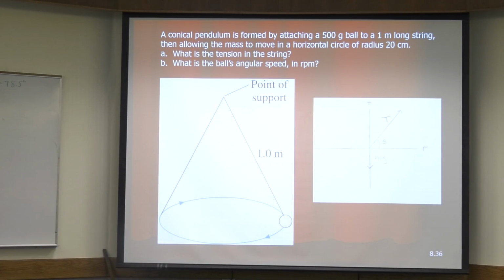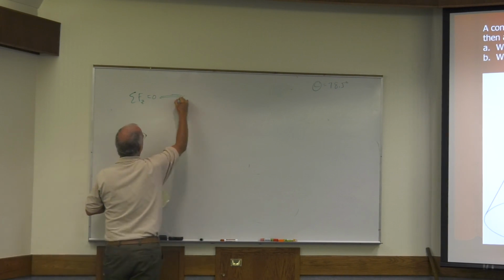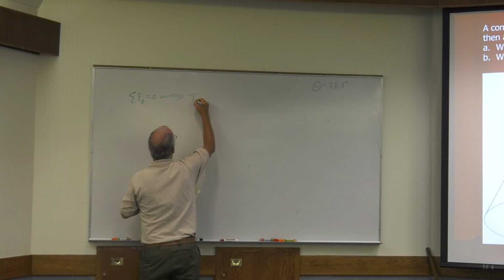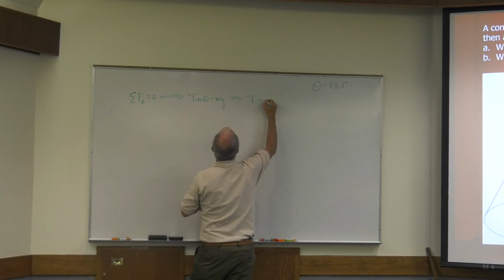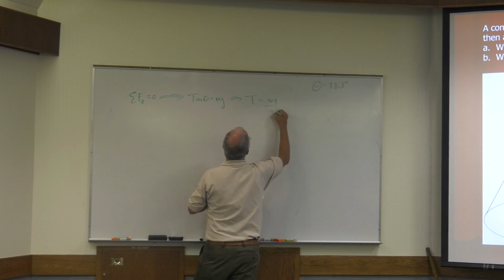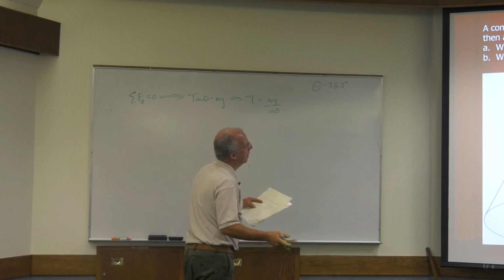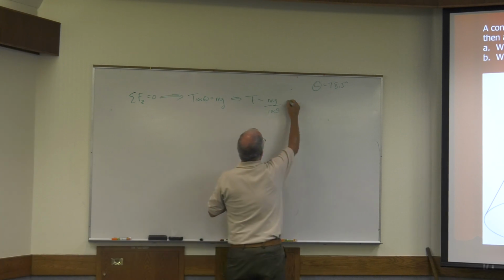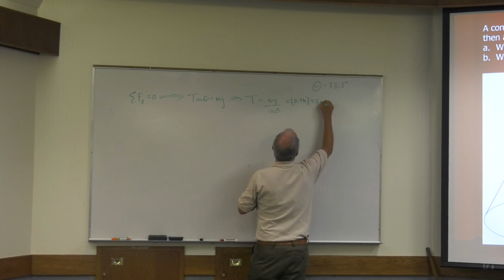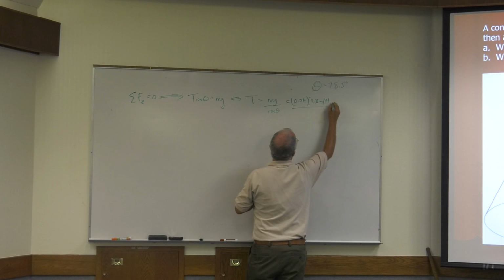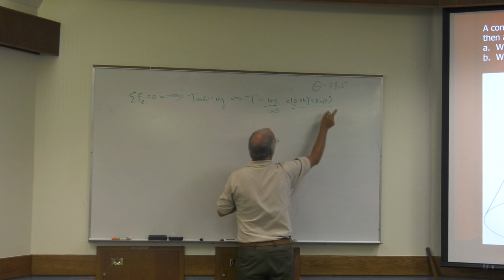So this is what I'm saying. The sum of the z forces has to be 0. Therefore, T cos theta equals mg. So therefore, T equals mg over cos theta. All right, well, guess what? We know all that, right? We know the mass, 1/2 kilogram. We know g, and that's supposed to be a parentheses. And we know the angle because we just figured it out.